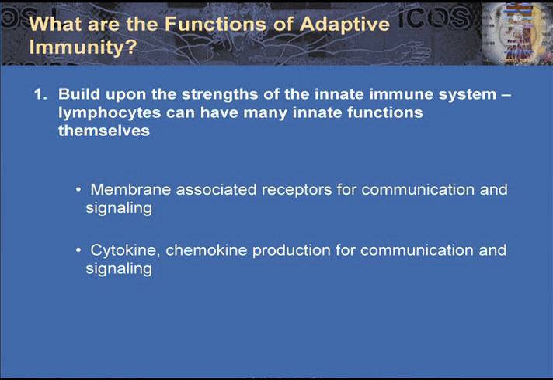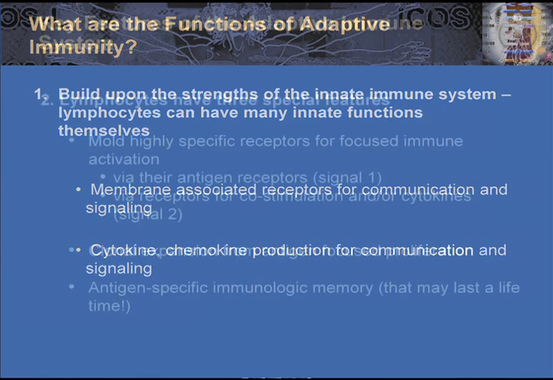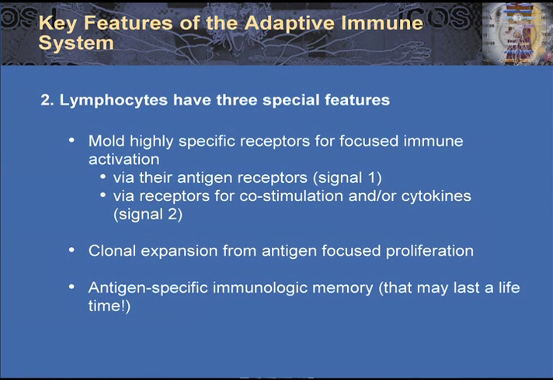What are the key features of the adaptive immune system? Well, firstly, it builds upon the strengths of the innate immune system. So lymphocytes have many of these same innate functions themselves, membrane-associated receptors, as well as the capacity to secrete certain factors, cytokines and chemokines, that aid communication and signaling between cells. But lymphocytes themselves have very specialized features. One is their capacity to mold very specific receptors, and they're always making new receptors through these building blocks.